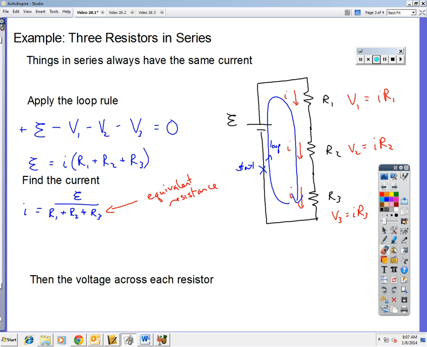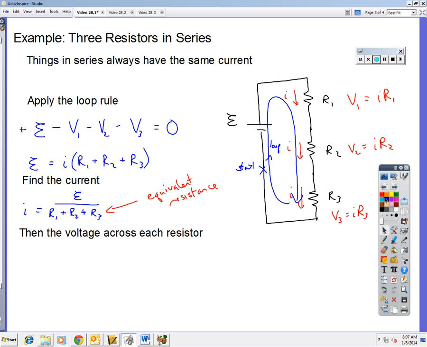And then if you're going to find the voltage across each resistor, let's say V1, that equals I times R1, so that equals the EMF times R1 divided by (R1 plus R2 plus R3), and similarly for V2 and V3. You can plug in numbers if you want. So that's a very simple example of how you use Kirchhoff's loop rule.